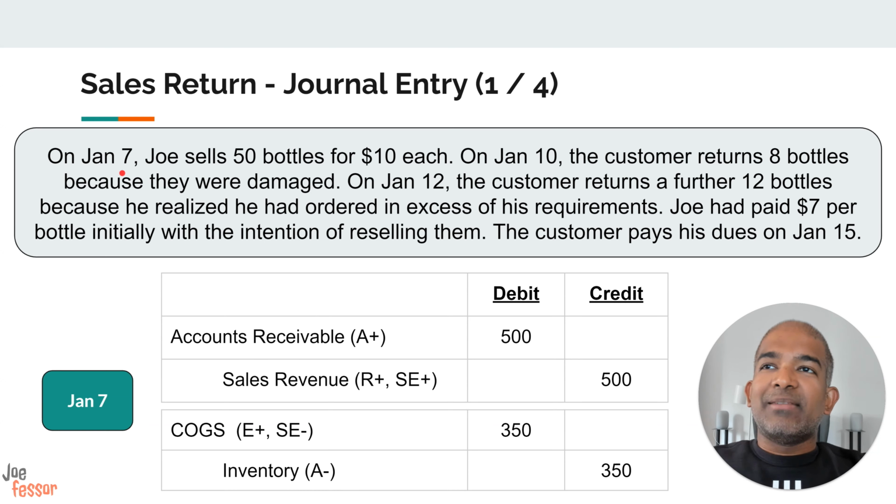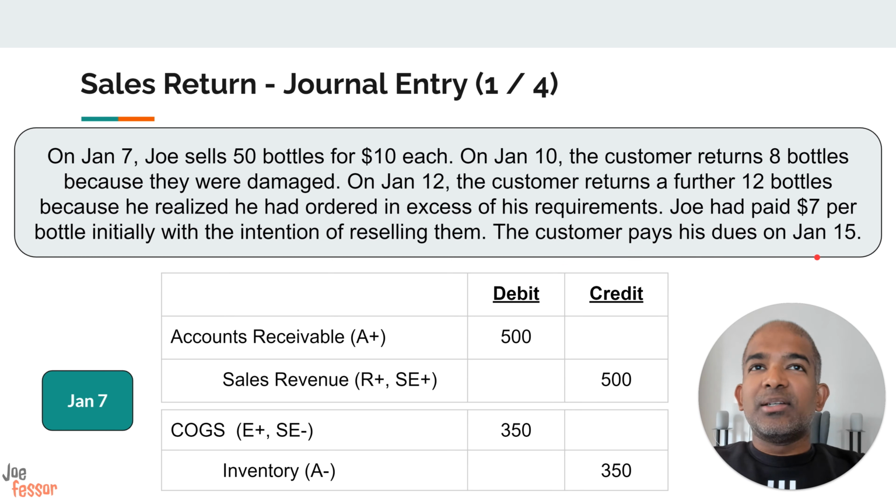On the 7th of January, Joe sells 50 bottles for $10 each. On the 10th of January, the customer returns 8 bottles because they were damaged. On the 12th of January, the customer returns a further 12 bottles because he realized he had ordered in excess of his requirements. So these 12 bottles can be resold because they're not damaged, right? Joe had paid $7 per bottle initially with the intention of reselling them. So that's the cost he paid to procure each bottle. The customer pays his dues on the 15th of January.